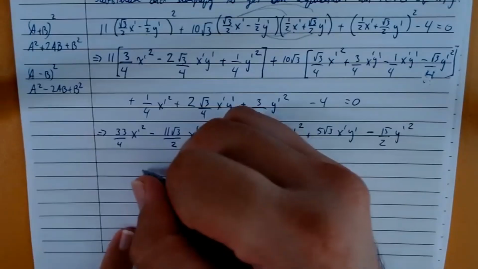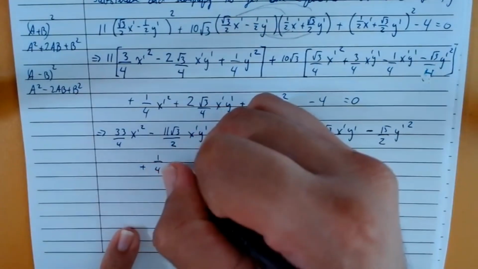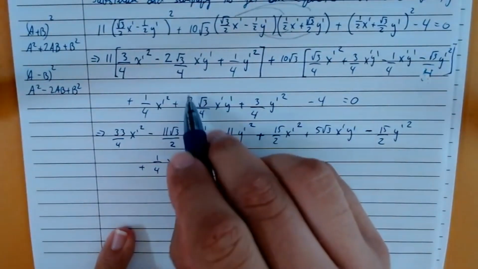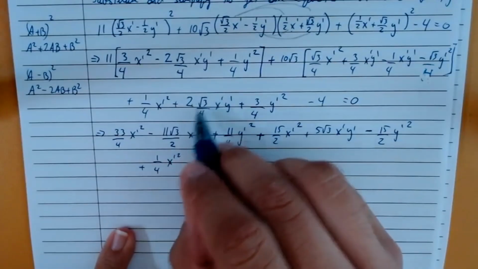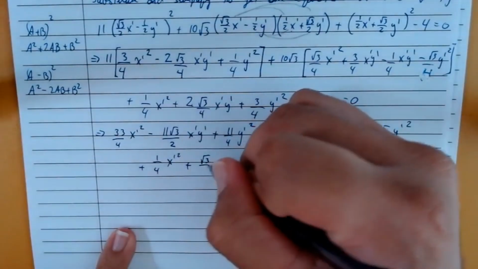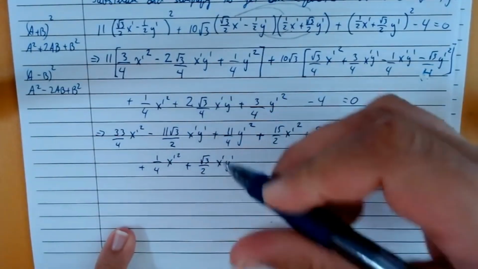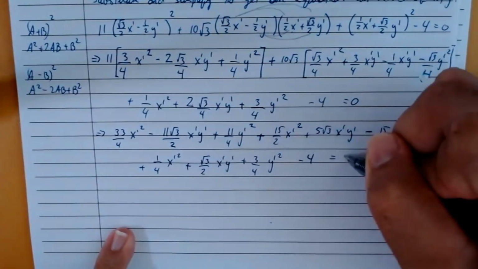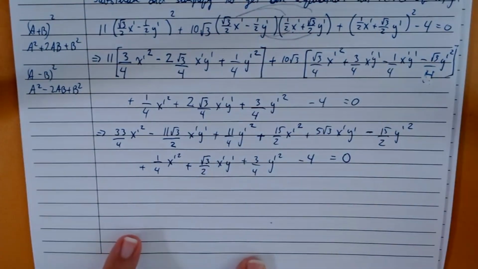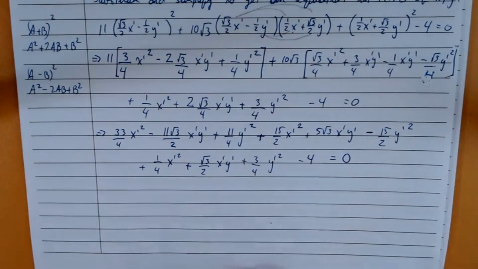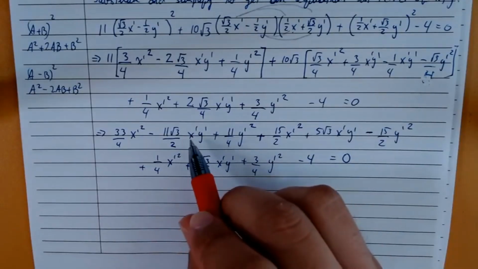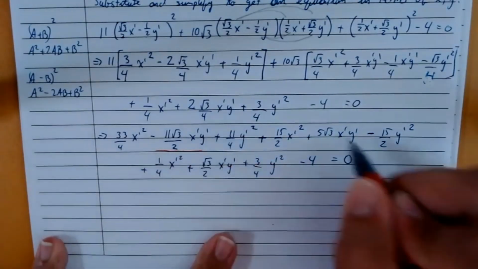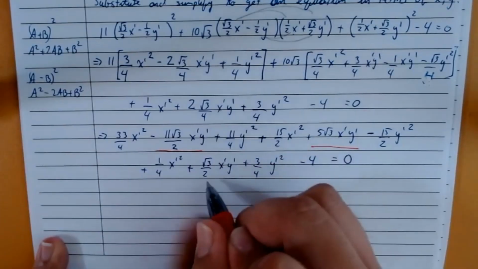plus 1/4 x prime squared plus, here the 2 over 4 reduces to 1 over 2. So that's the root 3 over 2 x prime y prime plus 3/4 y prime squared minus 4 equals 0. And finally, a bunch of things combine and simplify. First of all, notice that our mixed terms, there's 3 mixed terms, one there, and one right there.